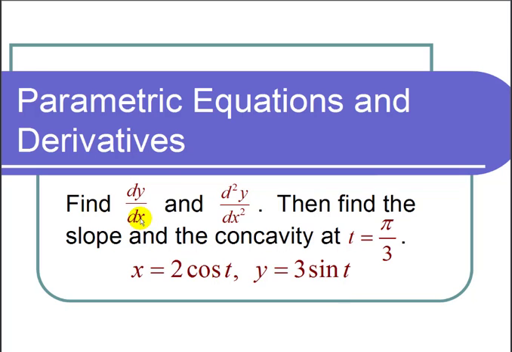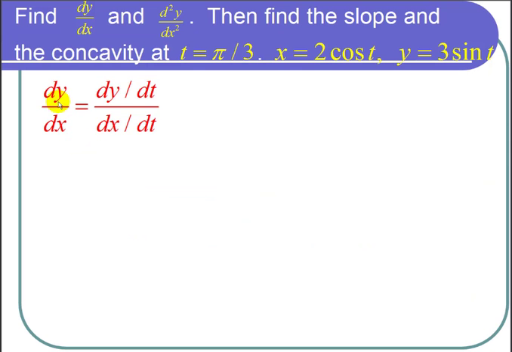So let's first find dy over dx and recall the formula that dy over dx is equal to dy over dt divided by dx over dt. Well, since y is equal to 3 sine of t, dy over dt is 3 cosine t. And since x is equal to 2 cosine t, dx over dt is equal to negative 2 sine of t. So there's dy over dx.